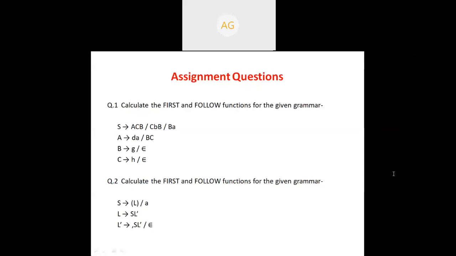Your answer is partially correct, Ayushi Soni. It is correct for B and C non-terminals, but not for S and A non-terminals. Just check your answer for S and A non-terminals again.